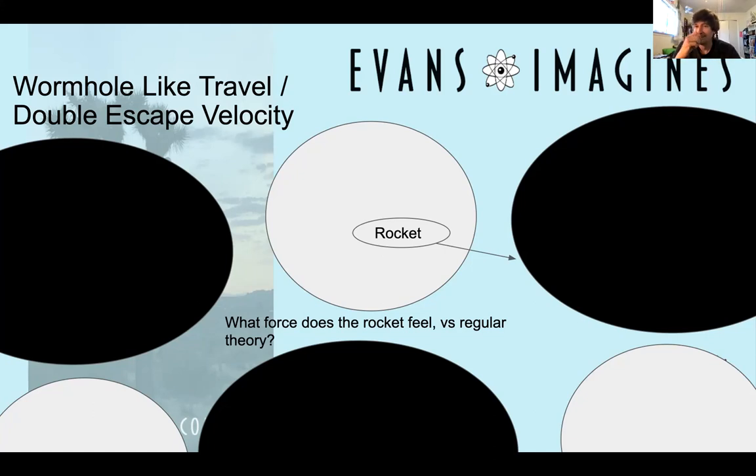So here I have demonstrated the patchwork universe in a hilariously cartoonish way. We've got our matter, little bubbles. These are, I guess, galaxy clusters in our current understanding, but whatever the biggest matter unit turns out to be. And then you've got your unlike matter units. Now, granted, these should be 3D instead of 2D, but you get the general idea of what I'm trying to say here. What forces is the rocket feeling versus what it would feel in a normal situation?